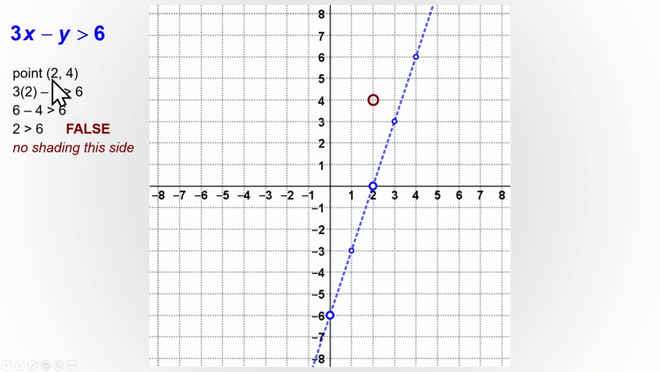I plugged (2, 4) in, so I went 3 times 2 minus 4. That produced 6 minus 4, which is 2. Well, 2 is not greater than 6. This is false, so everything on this side should not be shaded.